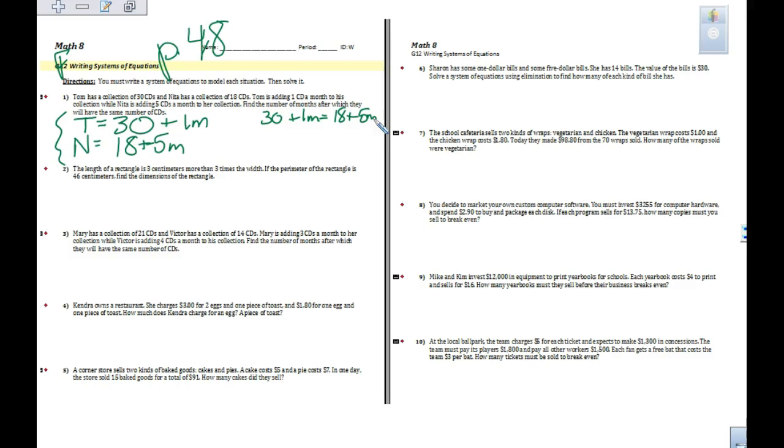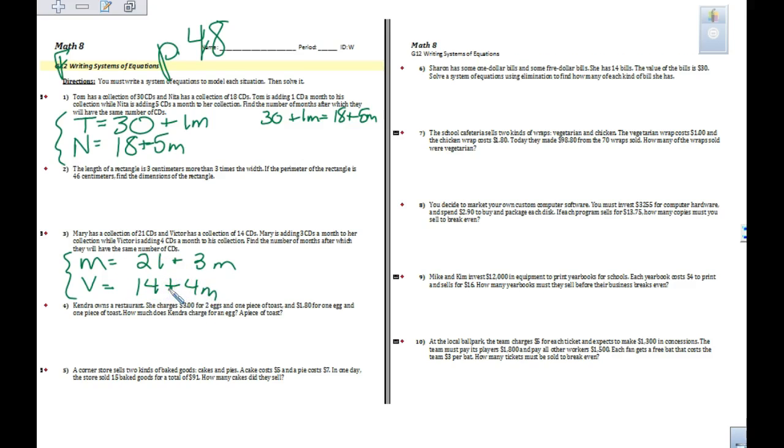I want you to skip number 2 right now, and I want you to write number 3. I want you to write the equation for Mary and Victor. Try that. N equals 21 plus 3m, 21 plus 3 a month. And if we are looking at Victor's, then what do you have? 14 plus 4m.